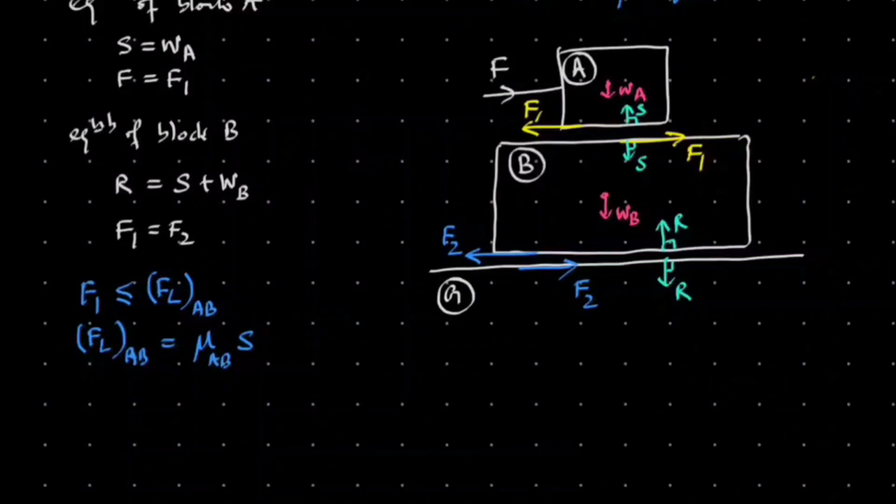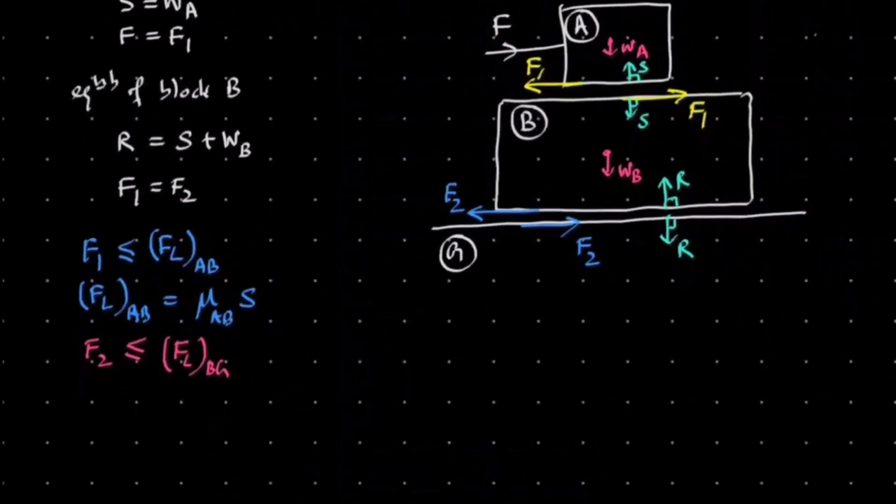Now if you think about the block B, F2 is the frictional force between the block B and the ground, and that's always less than or equal to the limiting friction force, or the maximum friction force, between the block and the ground. And that value is equal to the coefficient of friction between the block and the ground times whatever the normal reaction. In this case it's R.